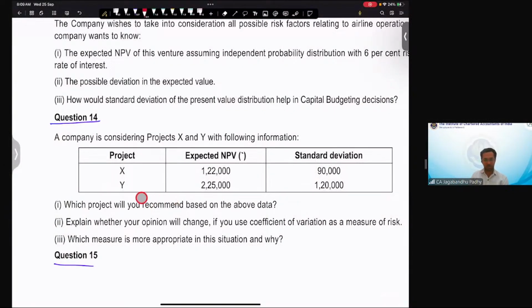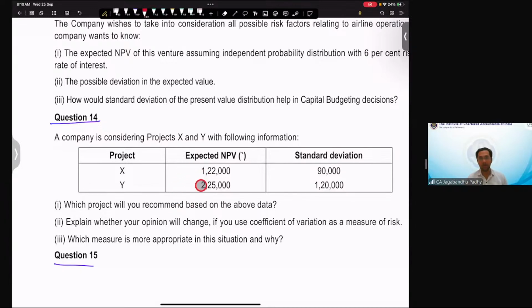Tell me what should be the recommendation from the above data out of projects X and Y. Which one are we going to choose? X is having an expected NPV of 1,22,000 with a standard deviation of 90. Y is having an expected NPV of 2,25,000 with a standard deviation of 1,20,000. So based on only expected NPV, which project are we likely to choose?